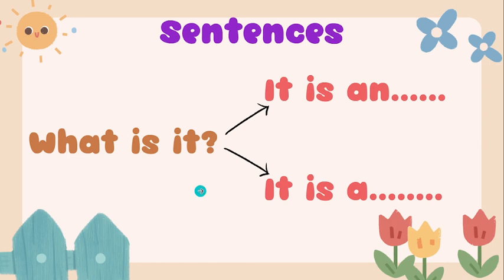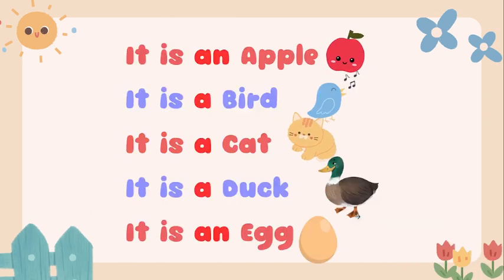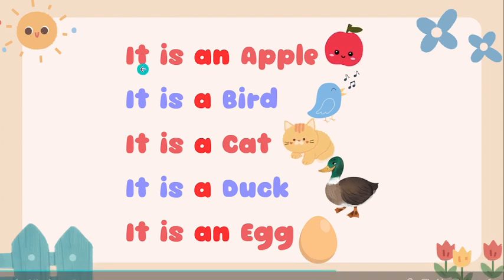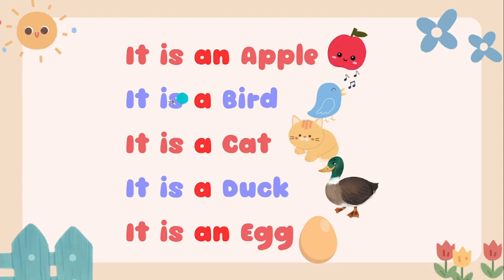Next, we will practice the sentences. What is it? What is it? It is an, it is a. For example, right here, it is an apple. It is an apple.